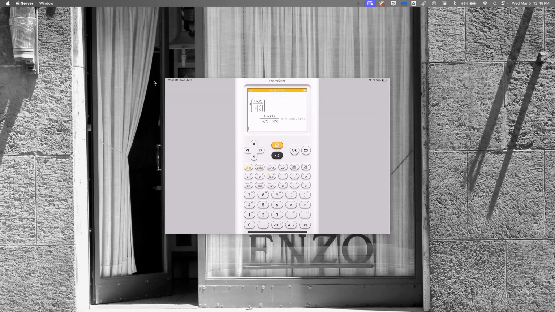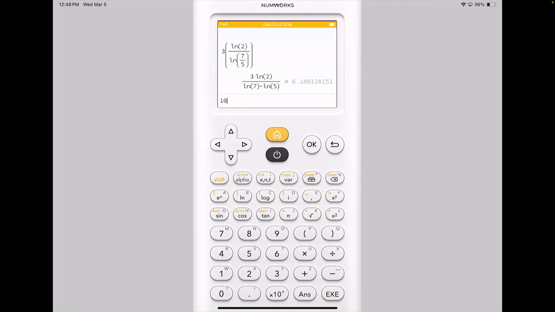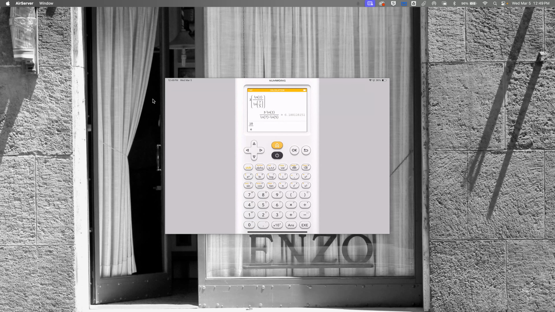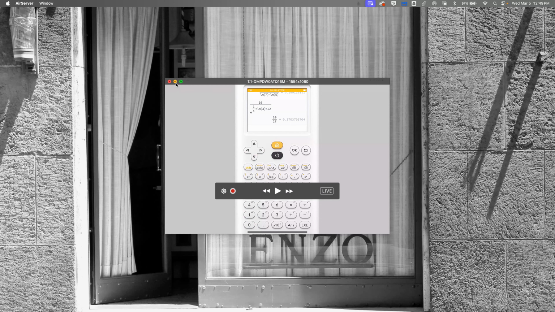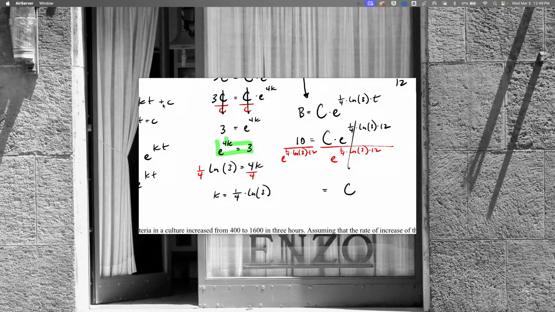Okay, so we go 10 divided by e to the 1/4 times the natural log of 3 times 12. And I get a decimal, 0.370.